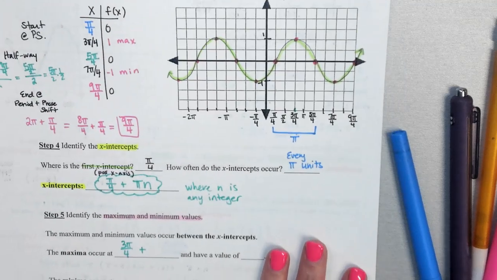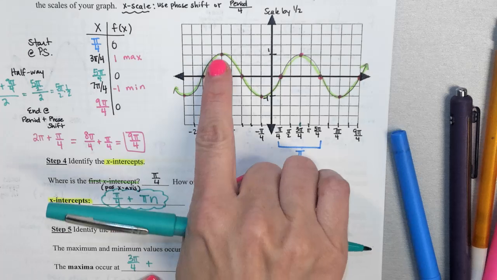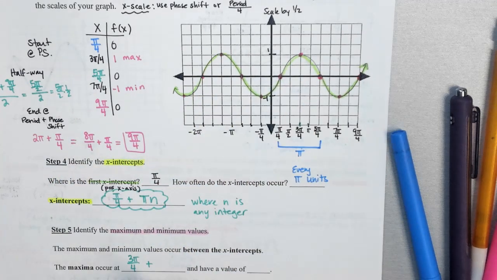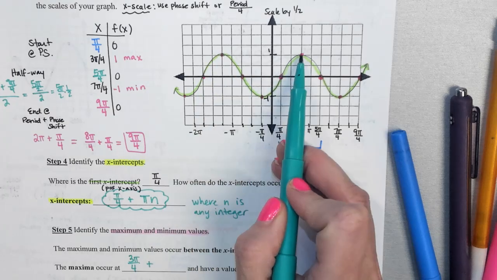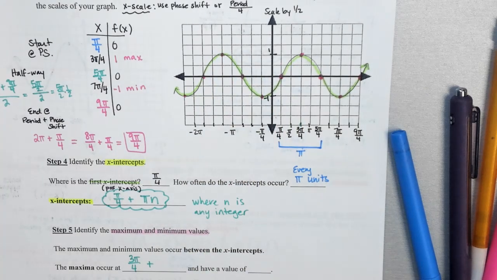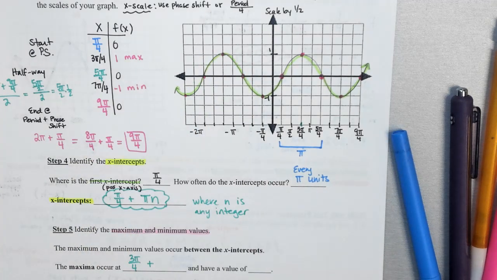Now let's see how often they occur. It's 2 pi, right? From here to here, it's 2 pi. From your max to your max. Remember how we did that earlier this week? Okay, so I'm not going to write it on there because I don't want you guys to ruin your graph. I'm going to show you this. So from here to here, it's 2 pi. That is going to be your period.